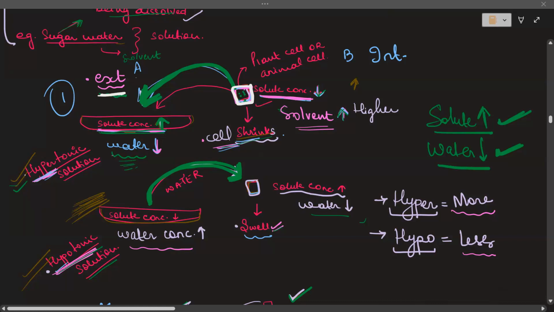Ma'am, I have a doubt. Yes, tell me. Ma'am, what is EXT? EXT is external. INT is internal, meaning inside the cell, and external means outside the cell, like the external environment. Okay, thank you.